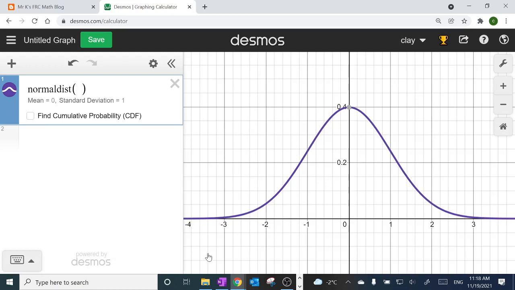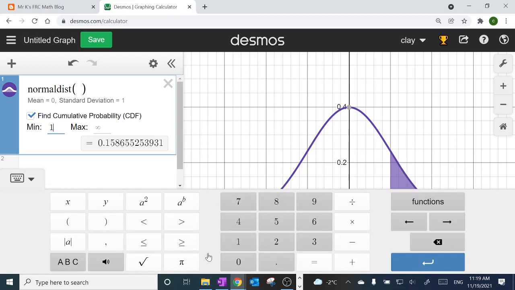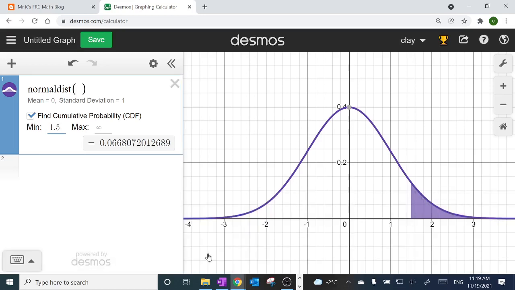We would like to find the cumulative frequency, so click on that little button. And then on the second example, in the B example, we are starting at 1.5, and we're going to infinity. So there it is. It gives us the number. This shaded part is 6.7% of the data.